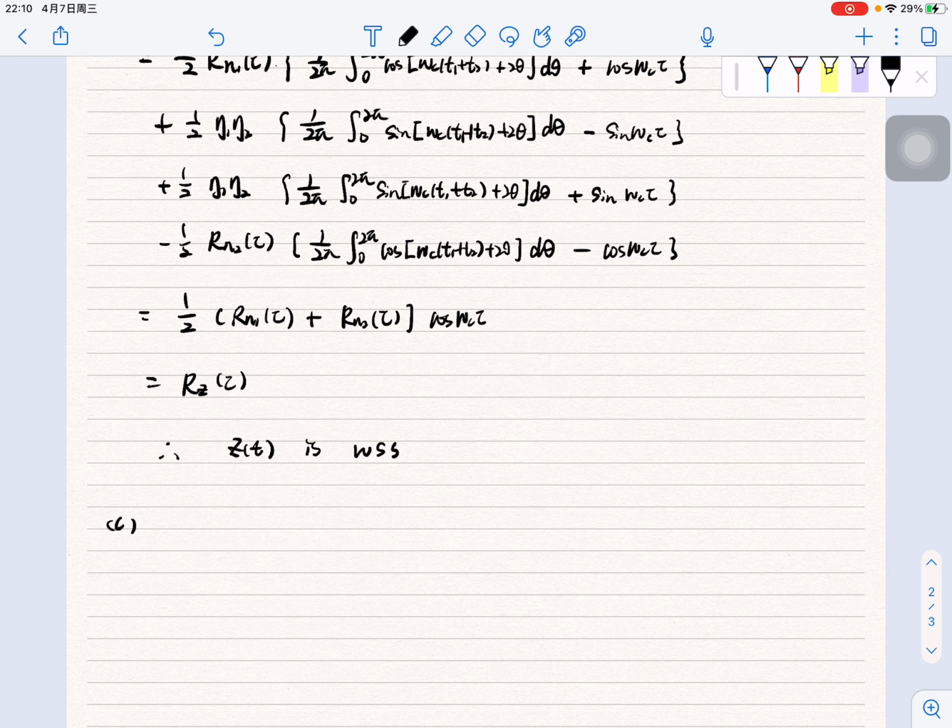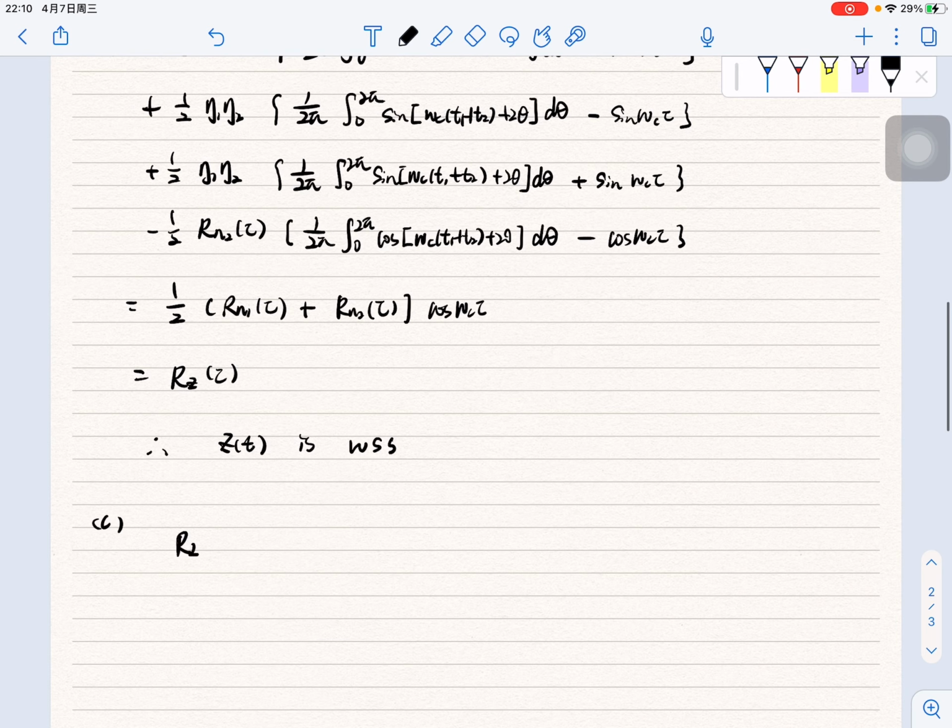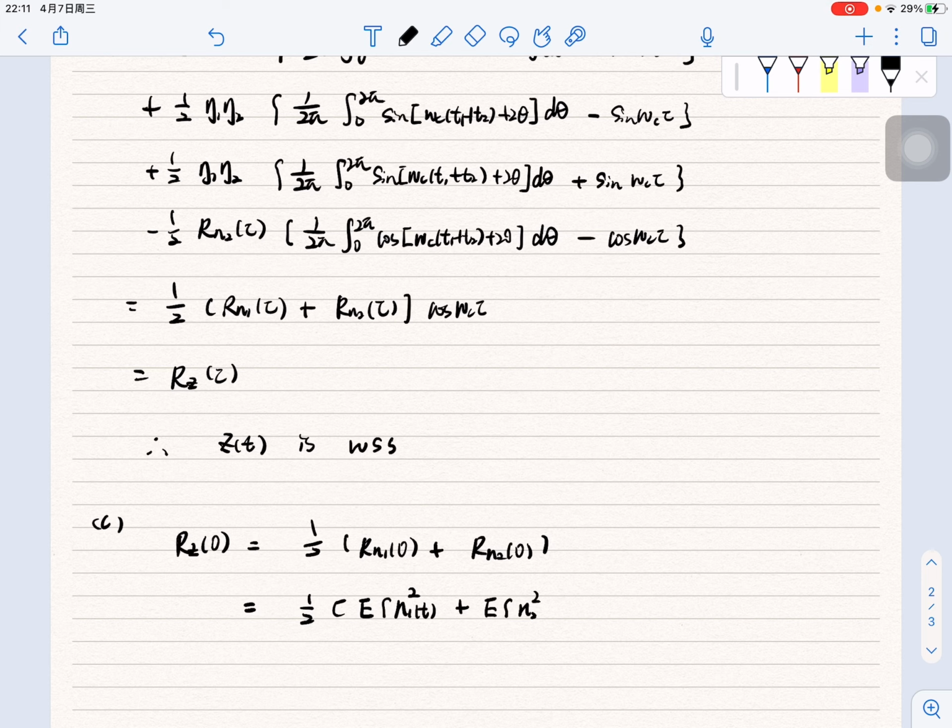And question C, we need to find Rz(0). It equals 1/2 (Rn1(0) plus Rn2(0)), and we can get the answer. It is 1/2 times the expectation of n1 squared, plus the expectation of n2 squared.